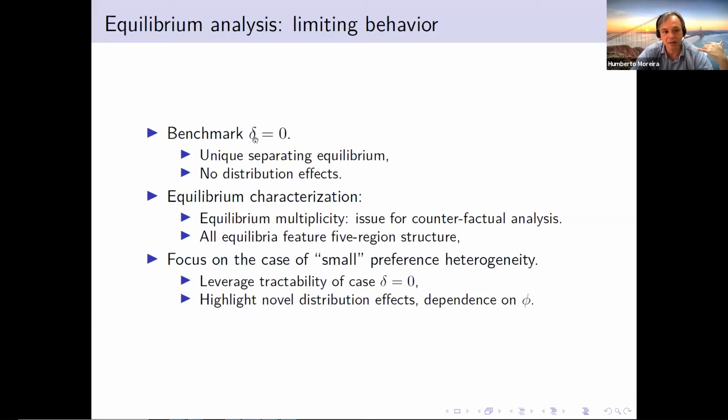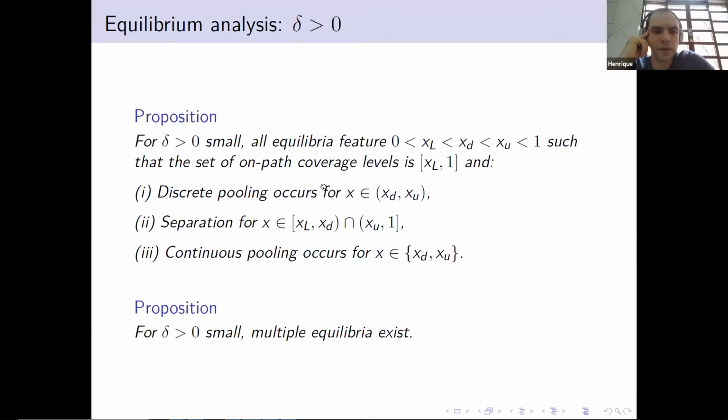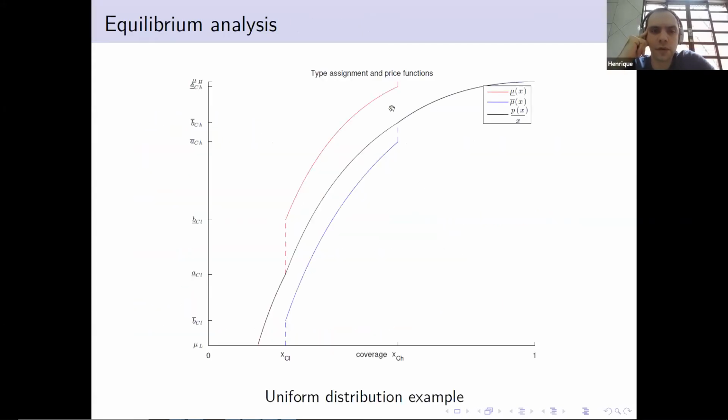Sorry, Humberto, I missed in the picture, where's the multiplicity? I don't have much time to explain that, but it comes with the fact that the place where we are doing this pooling, that gives you the transition between the separation and the pooling part. This is not completely determined. There is some indeterminacy that you can play with.